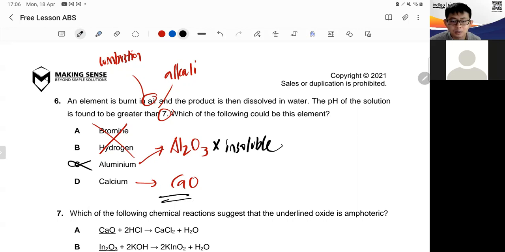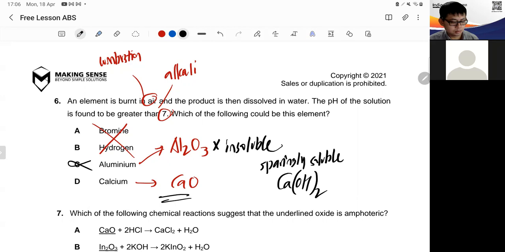This one, yes, because calcium oxide can dissolve in water. It forms lime water, isn't it? But again, as we always warn you in class, calcium hydroxide is sparingly soluble. So just be a bit careful when you see questions that relate to calcium hydroxide. So the answer is D.